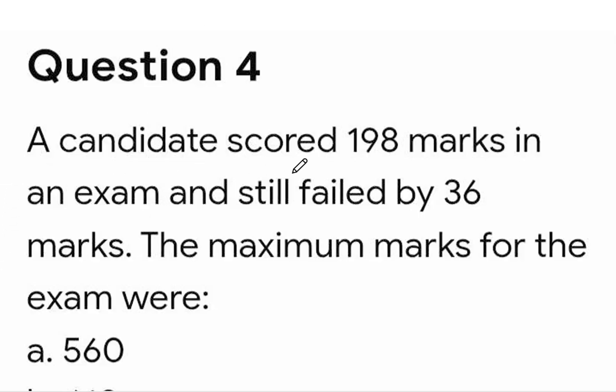A candidate scored 198 marks in the exam and still failed by 36 marks. The maximum marks for the exam were? Here they have not given for how many marks the exam was conducted. They have only given that a candidate scored 198 marks. For out of how many marks, we don't know. We have to find out the out-of marks. So he scored 198 and he failed by 36. What is the total passing marks then? If we add these two, we will get the passing marks. We don't know for what percentage.